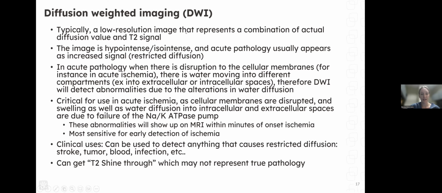These are most sensitive for detecting that ischemia, but it also can be used for anything that causes restricted diffusion, like tumor, stroke, blood, and infection. With the DWI image, you have to be mindful that you can sometimes get T2 shine through, which may not represent true pathology. Basically what that means is that T2 signal, that bright fluid signal, can sometimes, quote, shine through on your image. And I'll show you a way to differentiate between a true pathology versus a T2 shine through. So that was the DWI.